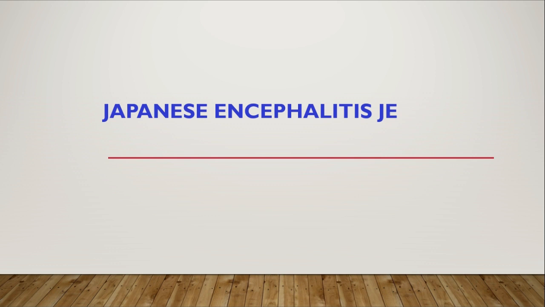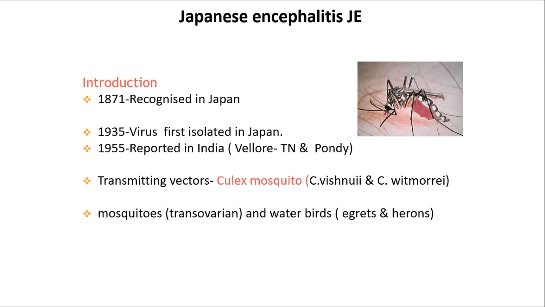Right. So I'll be mainly focusing on Japanese encephalitis now. Japanese encephalitis is named after the first incident which was reported in Japan, and it is also commonly seen in South Asian countries. The first case of Japanese encephalitis was reported in 1871. That's why it is called Japanese encephalitis. In 1935, the virus was isolated in Japan. In 1955, it was also reported in India, especially from Vellore, Tamil Nadu, and even in Pondicherry.